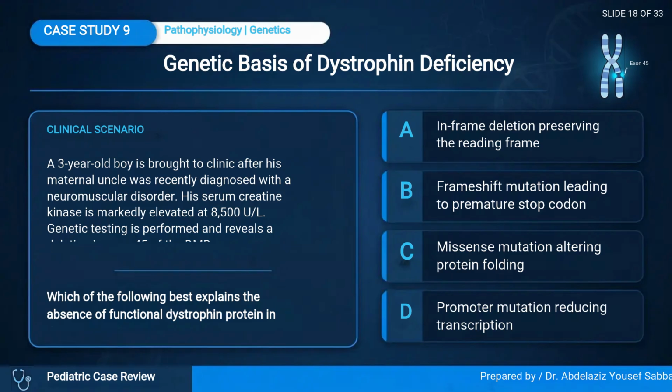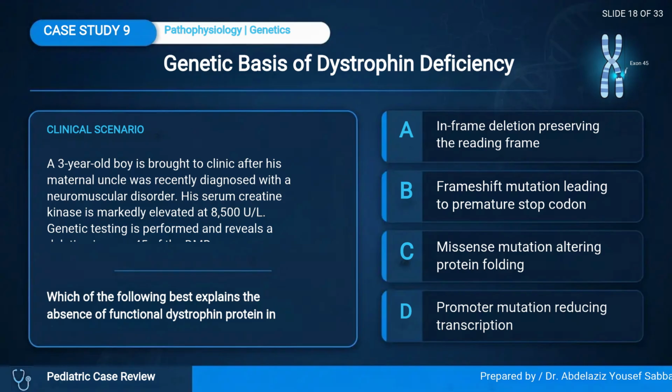Case Study 9. A 3-year-old boy is brought to clinic after his maternal uncle was recently diagnosed with a neuromuscular disorder. His serum creatine kinase is markedly elevated at 8,500 units per liter. Genetic testing is performed and reveals a deletion in exon 45 of the DMD gene. Which of the following best explains the absence of functional dystrophin protein in this patient?